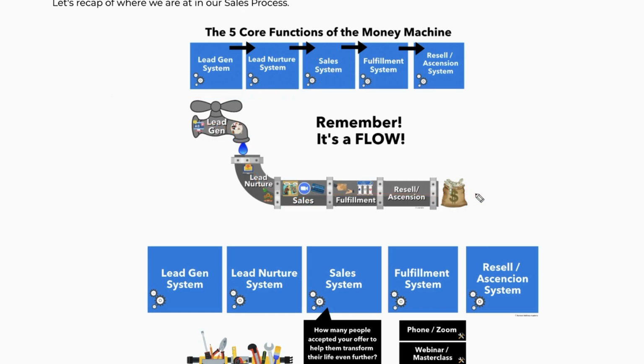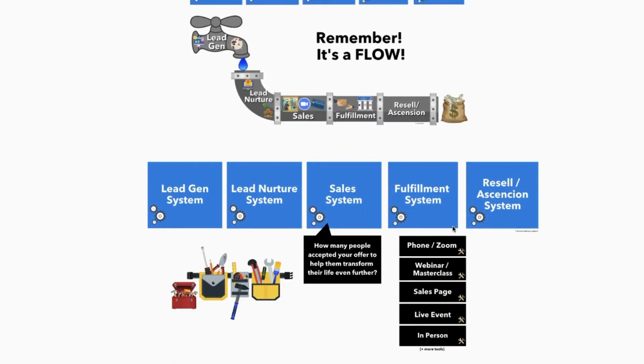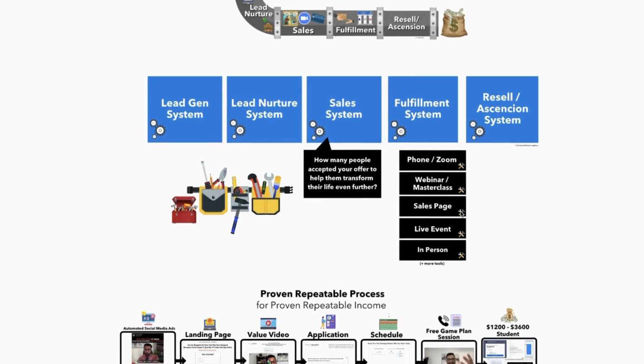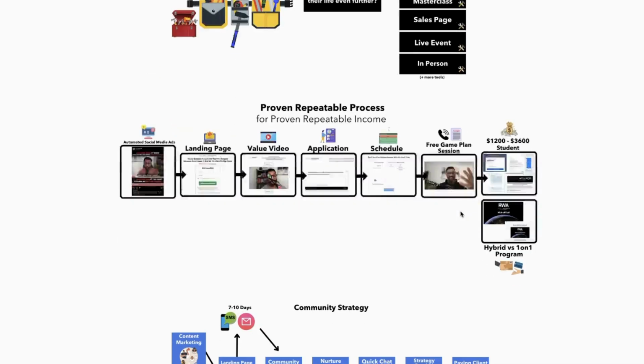All right. And then we also know that inside of the sales system, there are multiple tools that we use to be able to sell the program or whatever it is that you may be selling at that time, which will be phone over Zoom, webinar masterclasses, sales pages, live events, in-person sales funnels, whatever it may be. You have multitudes of different tools that you can use to be able to make sales happen. All right. And our primary mode that we're going to be using is over the phone and Zoom.